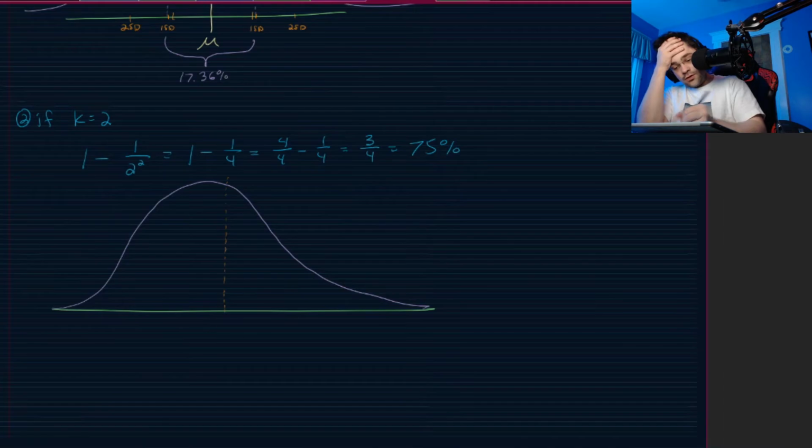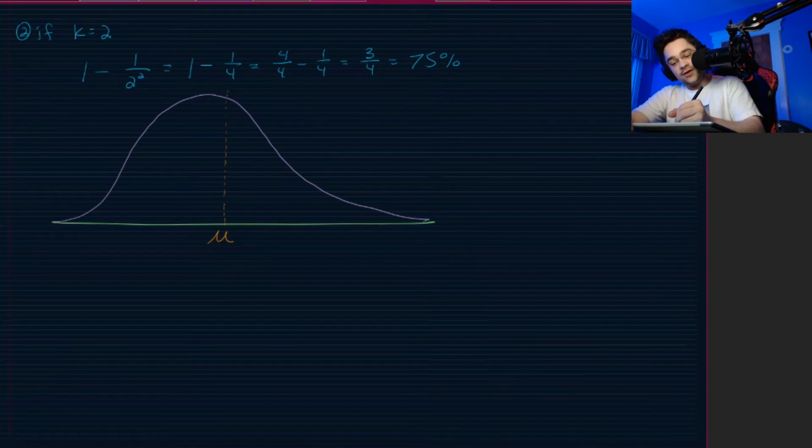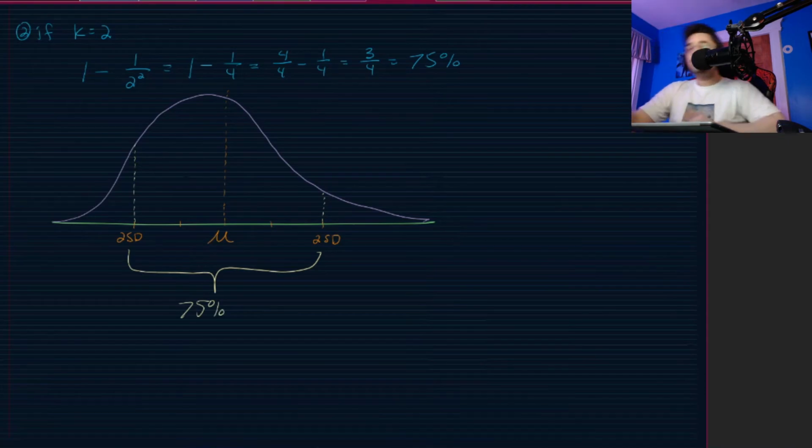So here's mu, right? And if k is 2, we're going to encompass 75% of the data. So if I were to go out 2 standard deviations in each direction, so say like this is 1, 2 standard deviations to the right of the mean, and this is 1, 2 standard deviations to the left of the mean, Chebyshev's theorem says that 75% of the data is going to fall between these values.